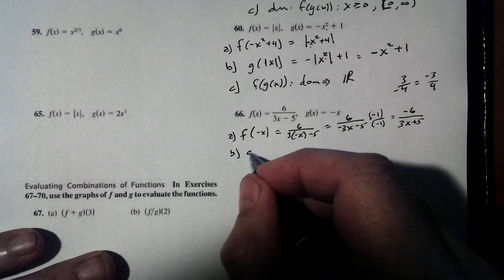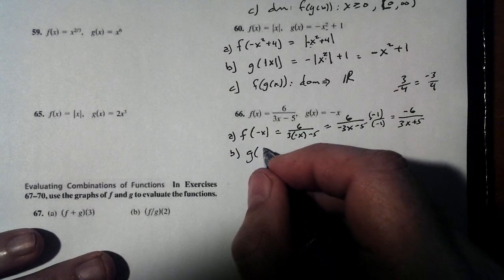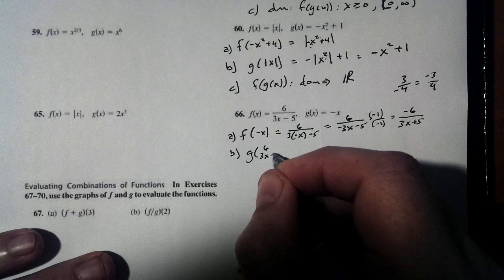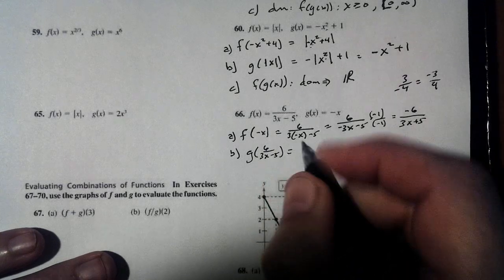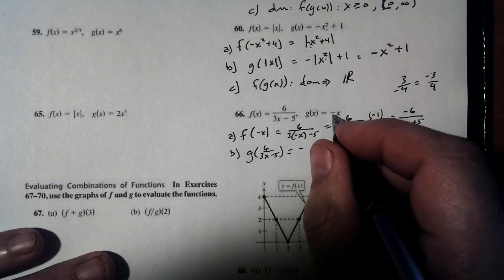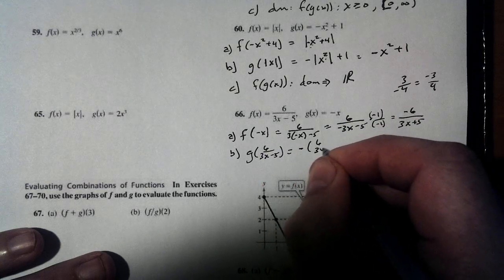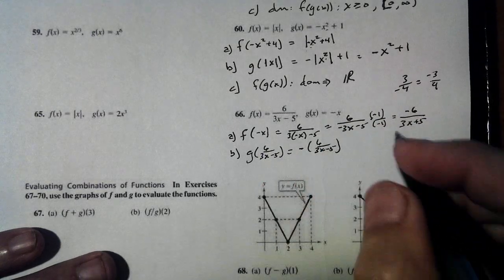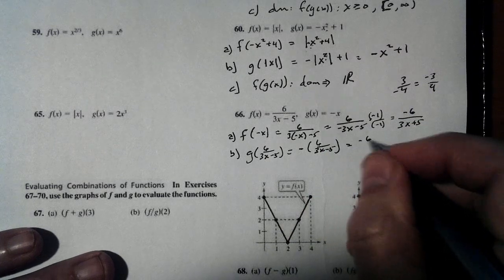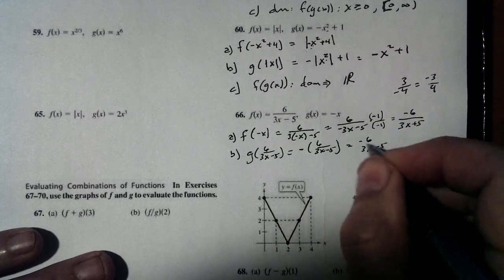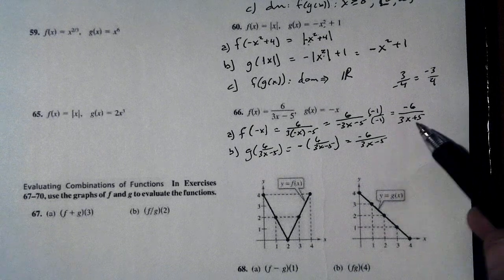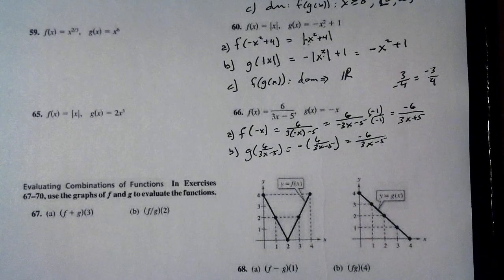B. G of 6 over 3x minus 5. G is a factory that takes the opposite of the mess we put into it, and we get negative 6 over 3x minus 5. Close, but a little bit different.